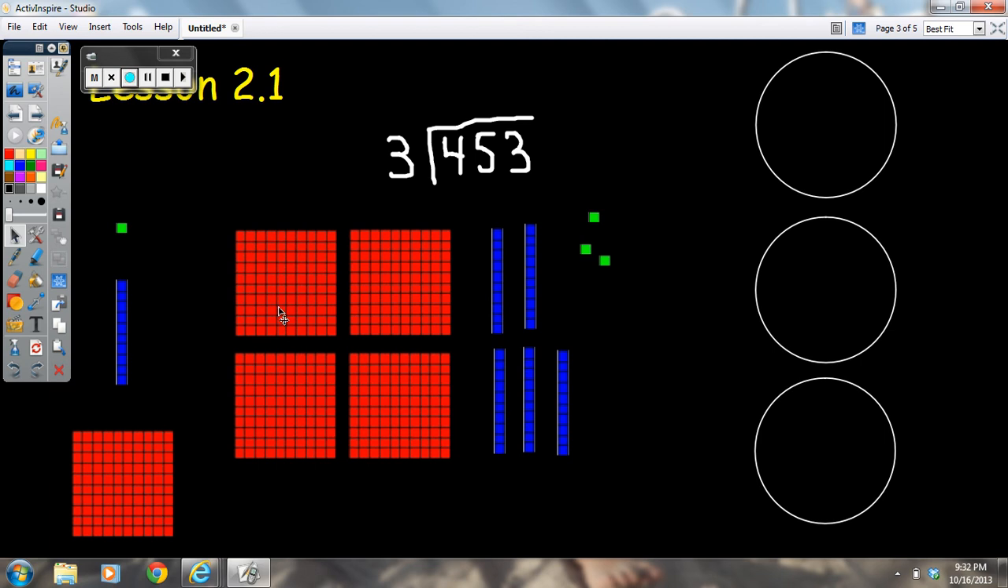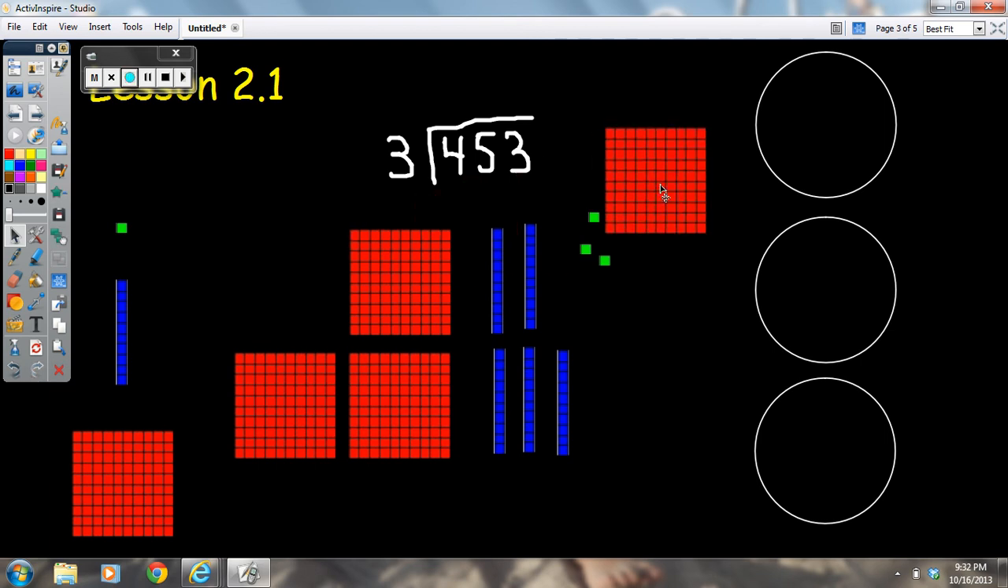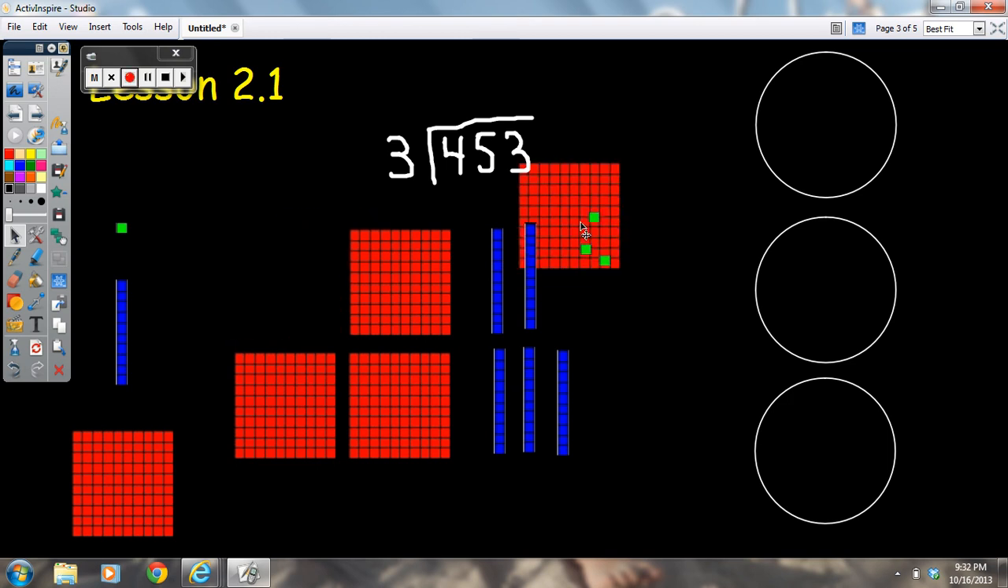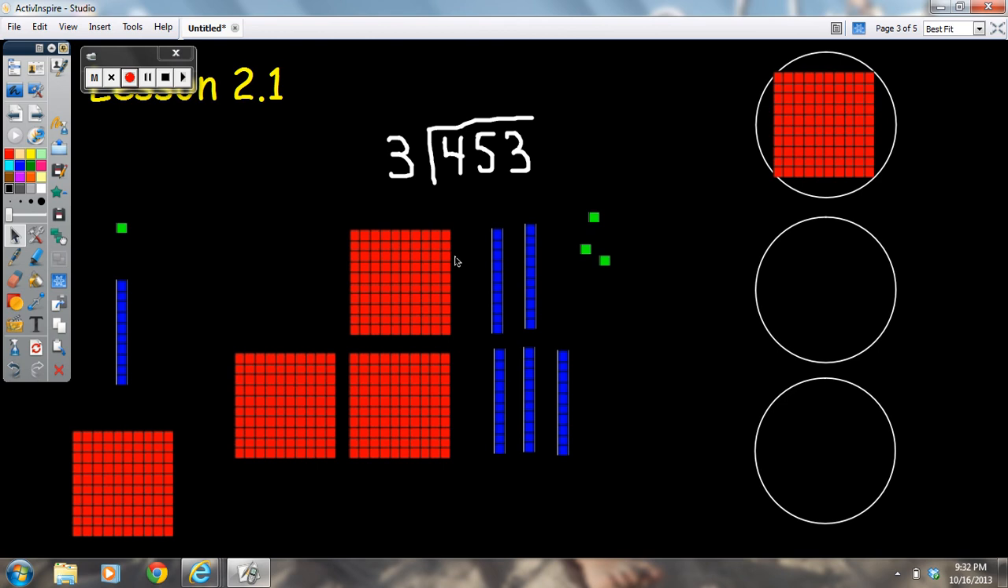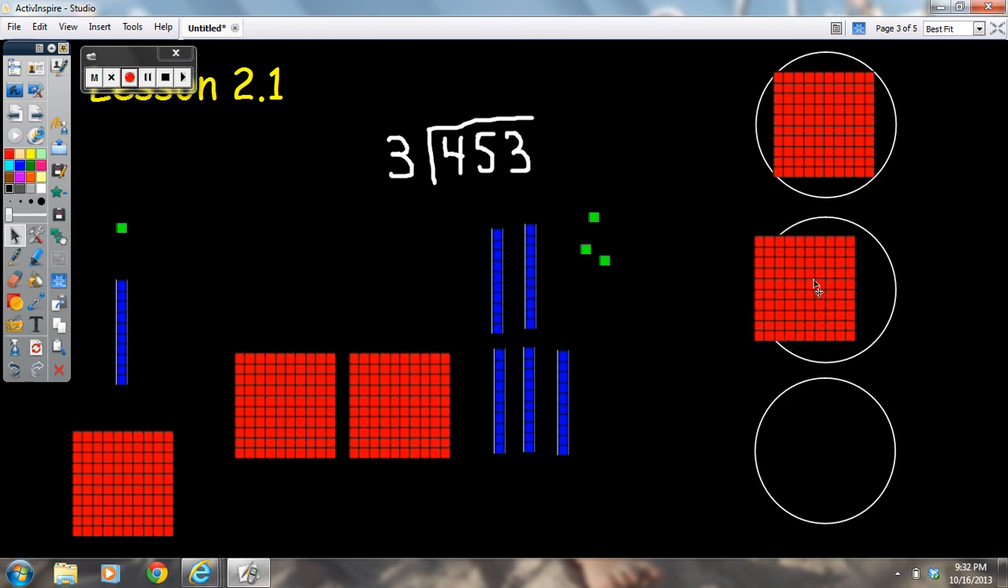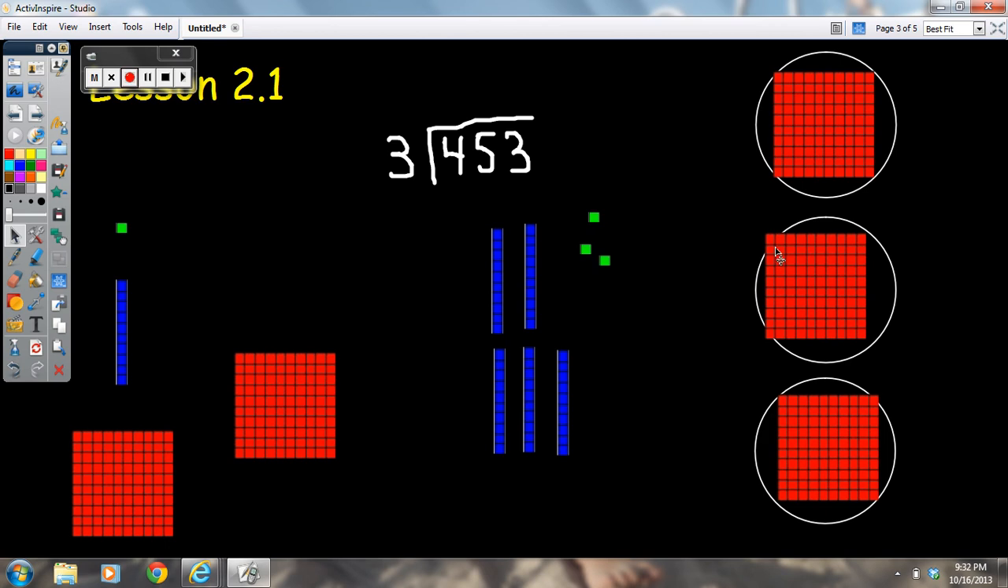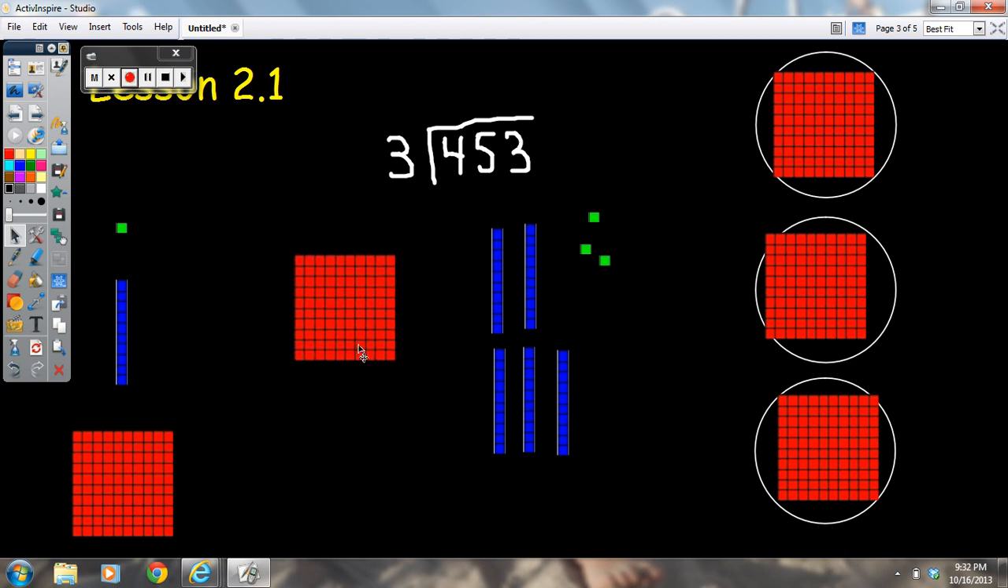I start with my hundreds. I need to see if I have enough hundreds to put them into equal groups of 3. So if I had my 3 groups, I take 100 and put it in one group, another hundreds block in another group, and another hundreds block in that group. I have enough so I can have 1 in each group. But I do have 1 hundreds block left over.